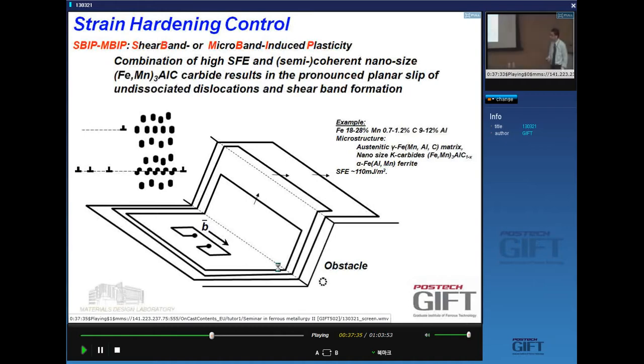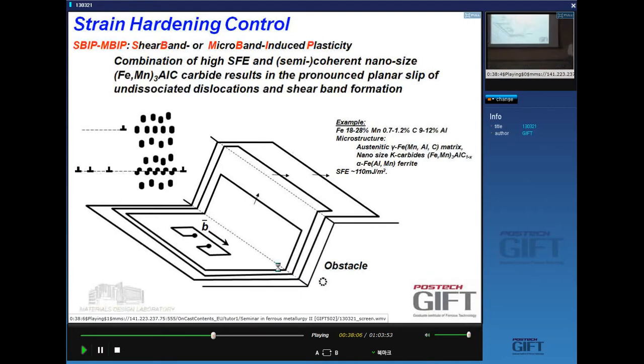The reason why you get a very pronounced planar slip in this case is because you have small copper carbide precipitates in there which are coherent with the matrix. And so when a dislocation moves through a plane of copper carbide precipitates, and they're everywhere in this microstructure, they will cut a number of copper carbide particles.